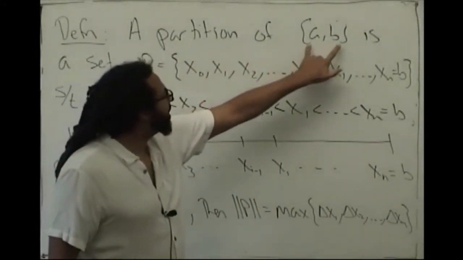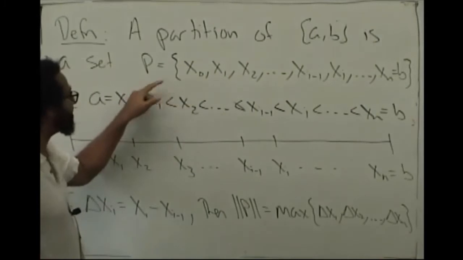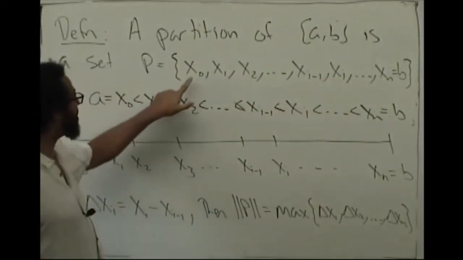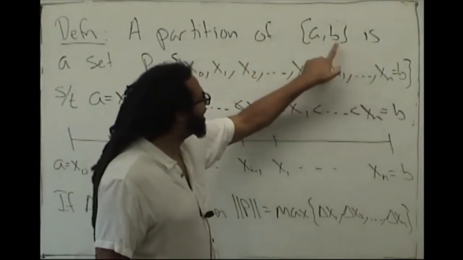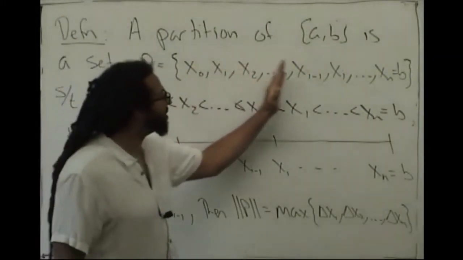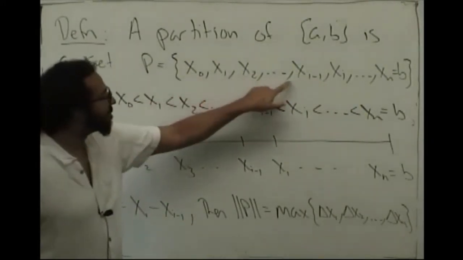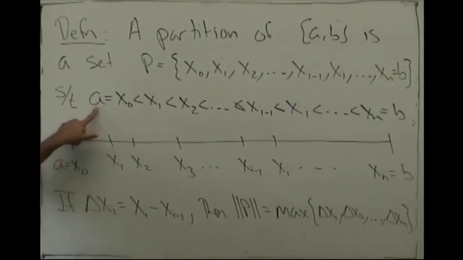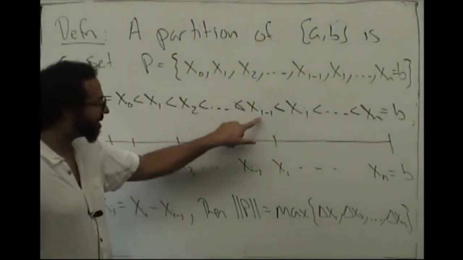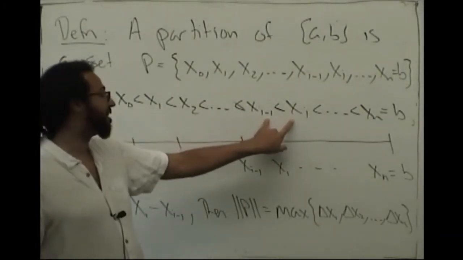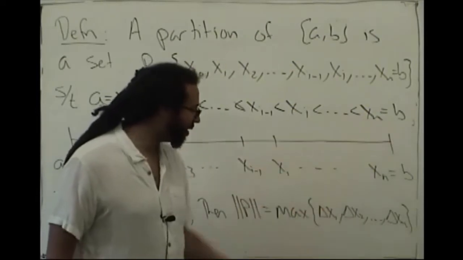If A to B is any closed interval, a partition of that closed interval is just a set of points, and we want to label them in such a way that x0 is the left endpoint and x sub n is the right endpoint. And we also want to write them down in such a way that they increase in size as the subscript increases, right? So we want a to be equal to x0, that should be less than x1, x1 is less than x2, and so on. The general ith subinterval here, we want x sub i minus 1 to be less than x sub i, and then we want x sub n to be equal to b.